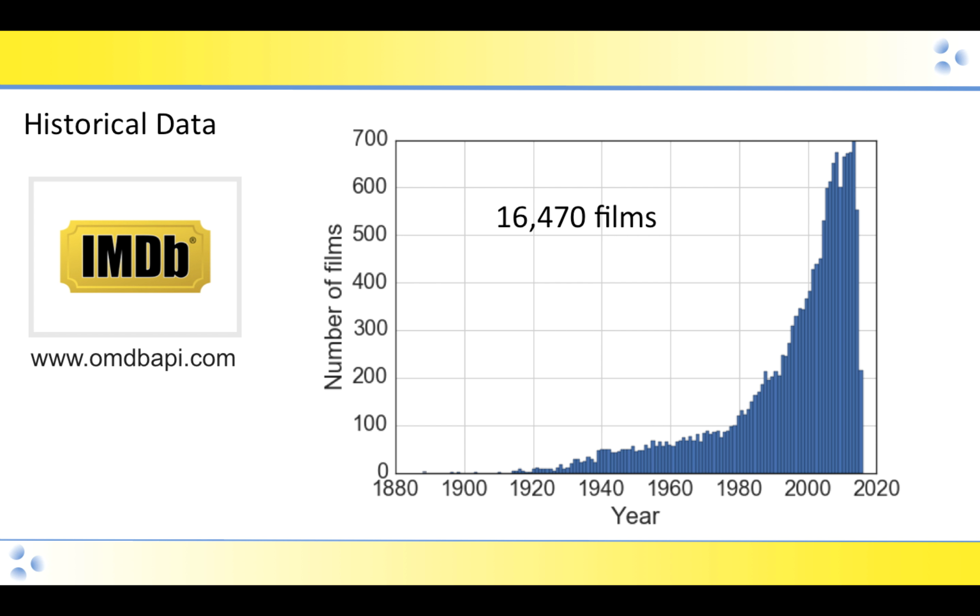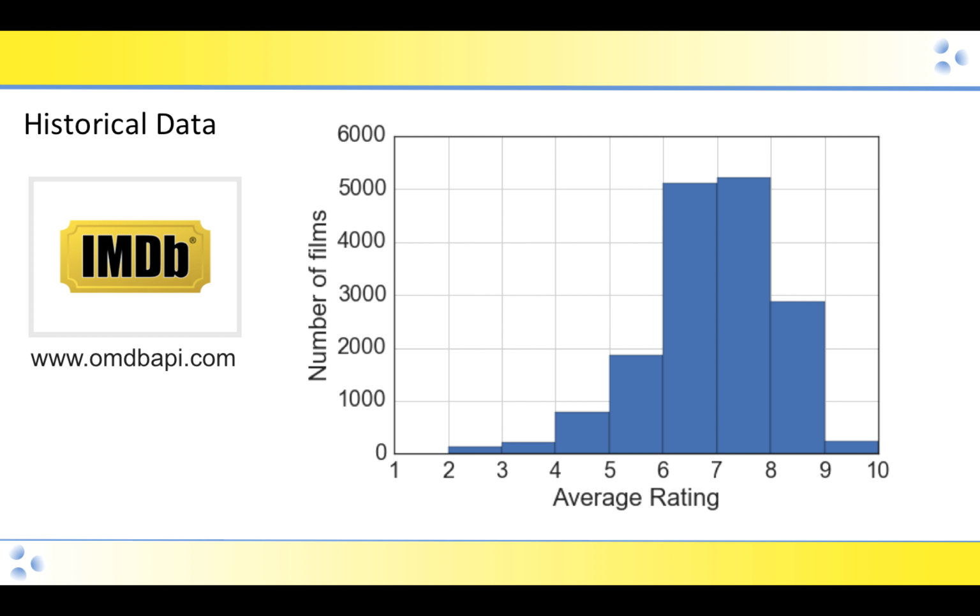The historical data that I'm using to train the initial model for this demonstration comes from the Internet Movie Database, and it was accessed via the IMDb API. I have data for about 16,000 different movies, and you can see over time the number of movies made per year has certainly increased dramatically since the 1920s and 1930s. That's leveled off more in the last 10 years or so, but I have about 16,000 films to work with.